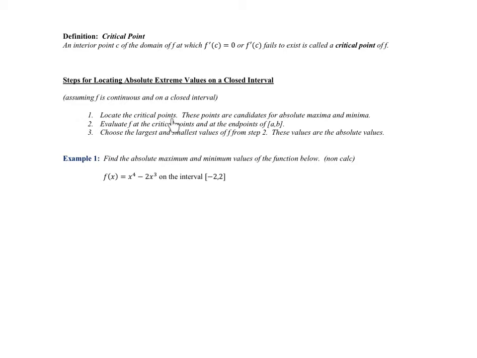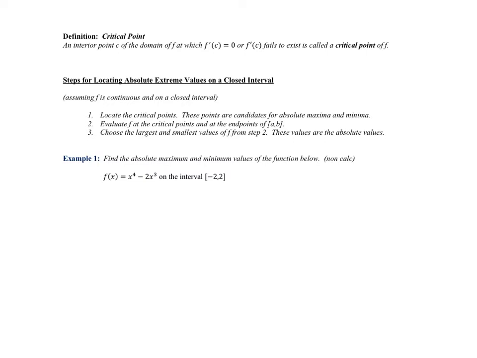Locate the critical points. These points are candidates for absolute min and max values. Then we're going to evaluate f at each of the critical points as well as the endpoints a and b. Then we choose the largest and smallest values of f from step 2, and these are your absolute extreme values.